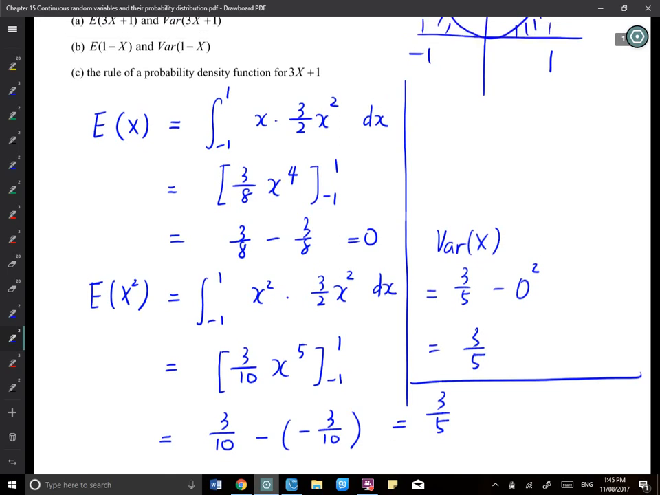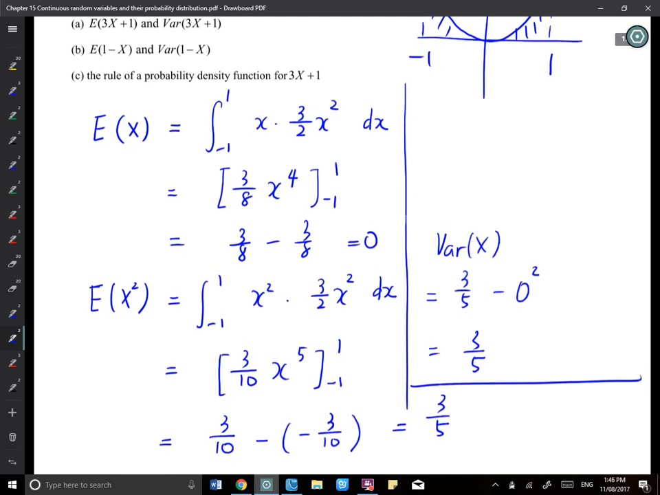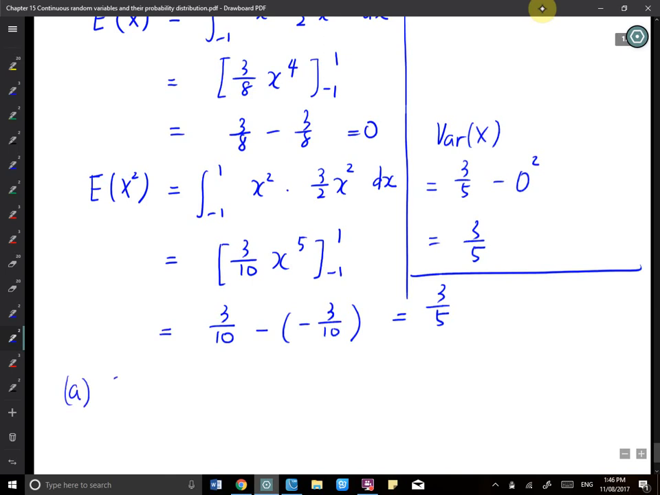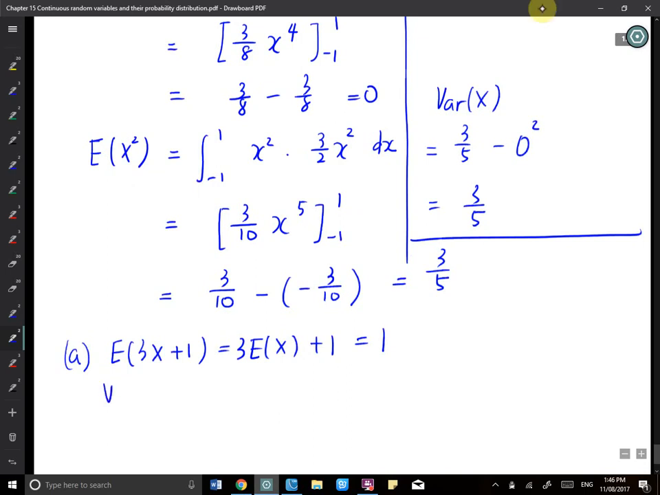All right, and then we will have question A. What is expected 3x plus 1 and variance 3x plus 1? So expected 3x plus 1 will be 3 expected x plus 1. That is just 1. And variance 3x plus 1 equals 9 variance of x. And that is 27 over 5.